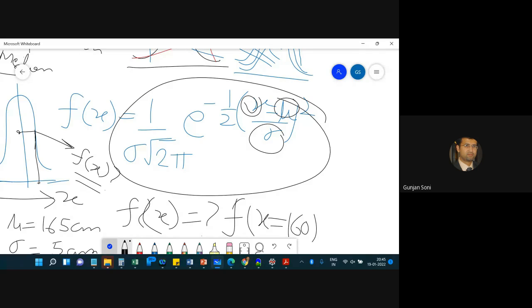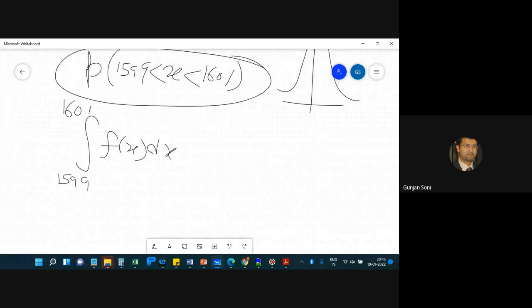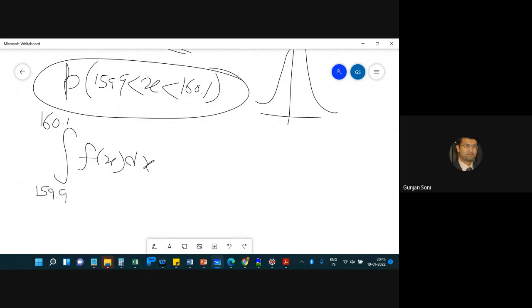If I ask you to find out the value of this integral, can you guys find out the value of this integral? Yes, sir. Can you find out the value of this integral? Sir, it will take me a bit of time. Can you give me an approximation how much time it would take?